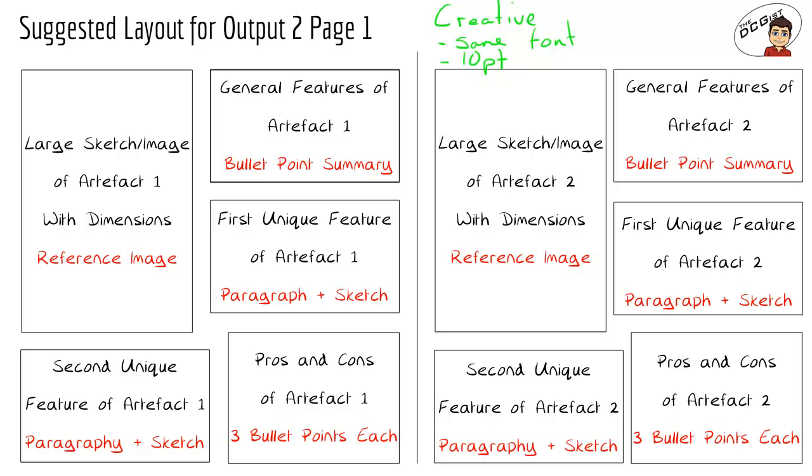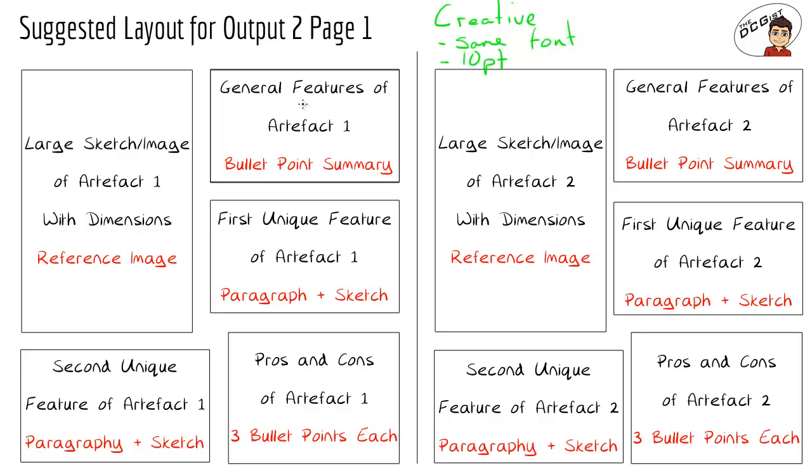So what we have is a line just down the middle here separating the two. Because in the output 2 page 1, you're not comparing one artifact to the other yet. You're just talking about them in isolation individually. So you'll first of all have a large image or sketch of your artifact 1 with the dimensions, and again making sure that you use your conventions, and make sure that the image is referenced if you found it online.